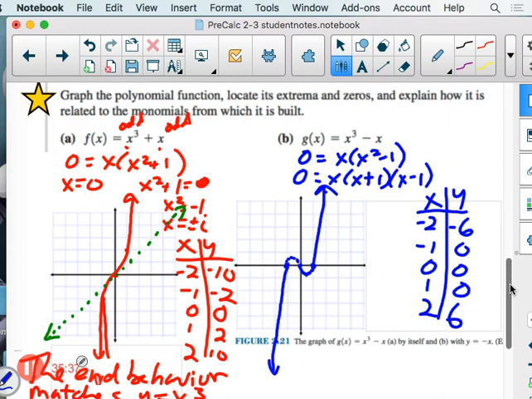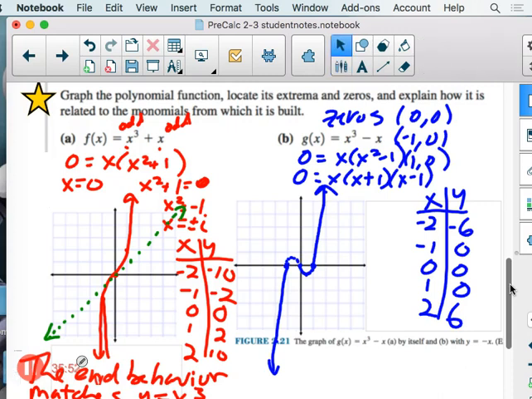Well, we found the zeros. So your zeros were at 0, 0, negative 1, 0, and 1, 0. But we do have to grab the graphing calculator for this one so that we can find those extrema. Where is the local max and the local min? y equals, where is it? x cubed minus x.